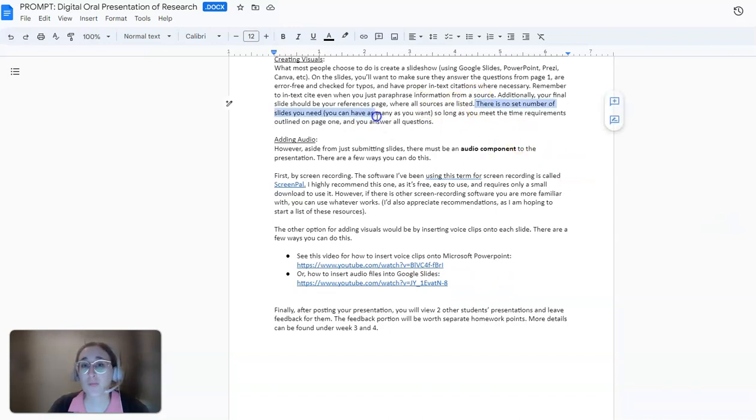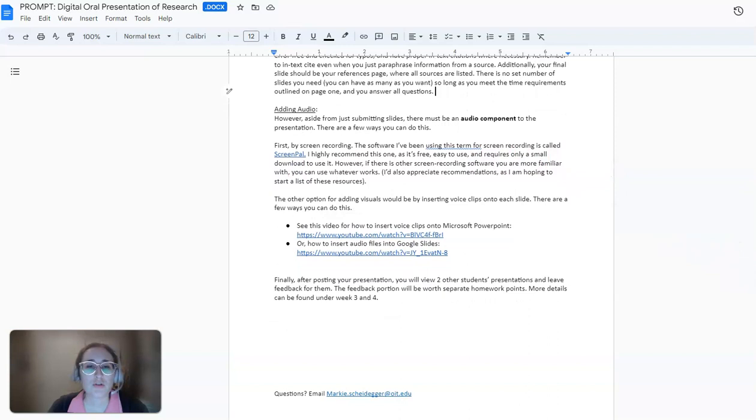There's no set number of slides you need, so you can have as many or as few as you want, so long as you're meeting the time requirements of 3 to 5 minutes and you answer all those questions from page 1. Just make sure it's still well-rounded, but there's no set number of slides you need as long as you're in that time frame.